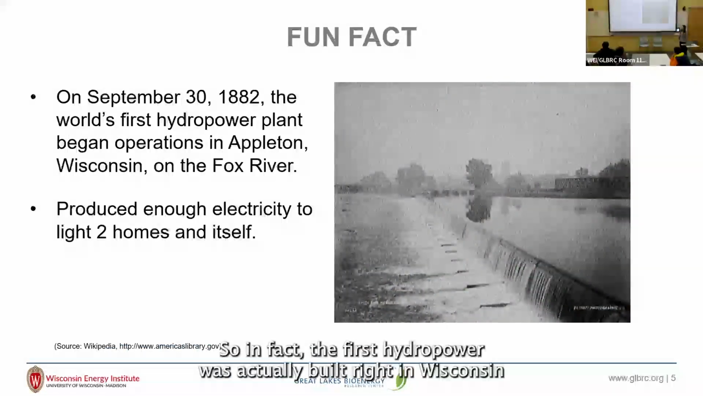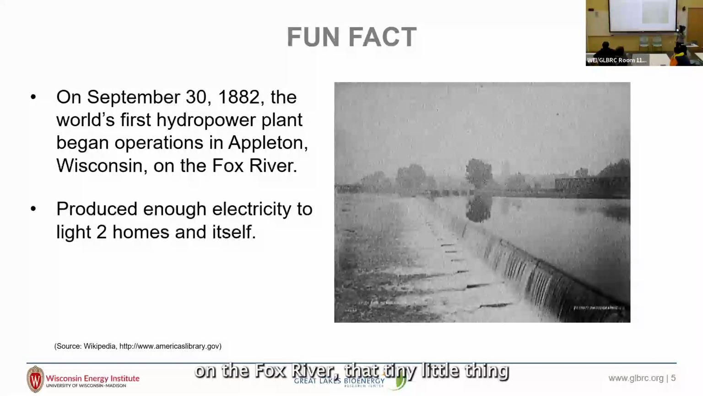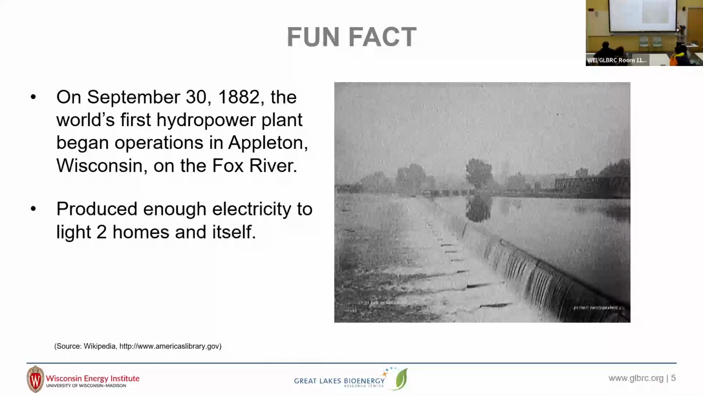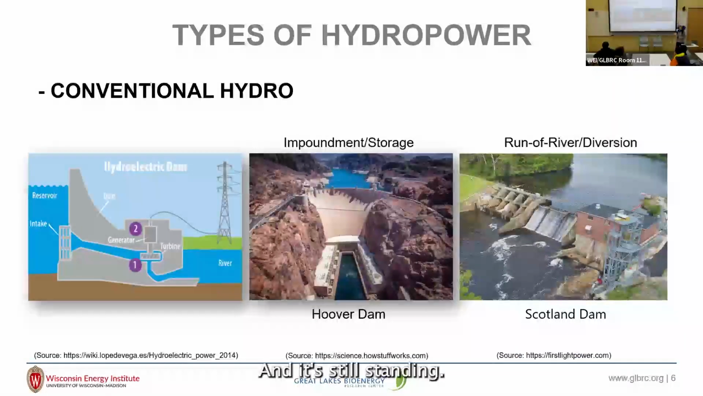So hydropower, fun fact: the first hydropower was actually built right in Wisconsin on the Fox River. A tiny little thing that could only generate enough electricity for 2 homes. But it was built 140 years ago, so pretty impressive, right? And it's still standing. I believe the dam is actually still there.